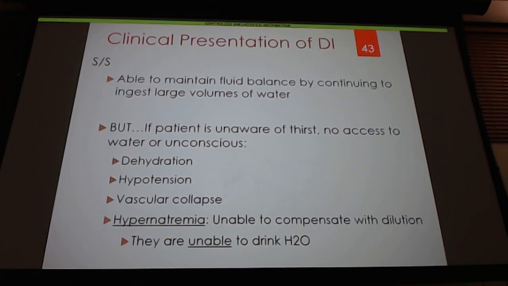But if they're unaware of thirst, or they have no access to water, or maybe they get an acute gastroenteritis and are confused and throwing up and nauseous, and can't drink, then it becomes a problem and you're really concerned for hypernatremia, right? Because all the water is going out, so they have vascular collapse, hypotension, dehydration. Okay, does that make sense?